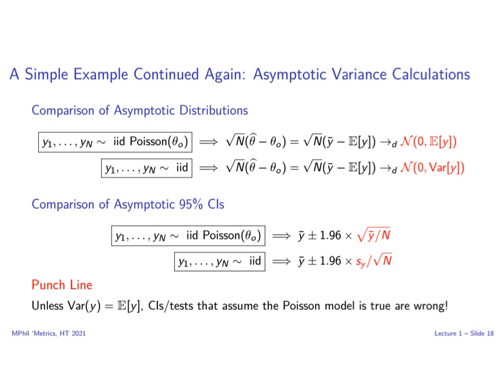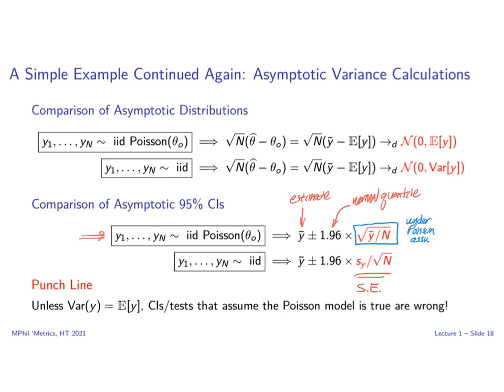So if we assumed that the data did arise from a Poisson distribution, then the way that we should construct, say, a 95% confidence interval would be y bar plus or minus 1.96 multiplied by an estimate of the standard error. What's the standard error here? Well, the variance in the limiting distribution is equal to the expectation of y. So we would substitute a consistent estimator of that, which is y bar, and divide by n.